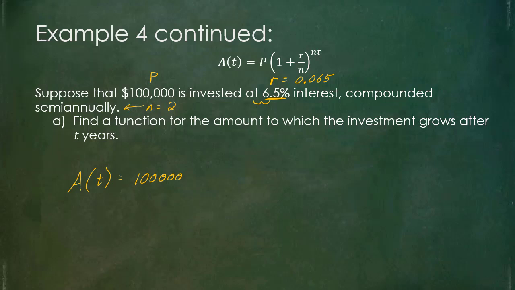So filling in the blank here, I've got my P identified times 1 plus the rate in decimal form, so 0.065 over the n, which was 2, and then to a power of 2 times the time, which I don't know because that again is my input variable for this specific function. So notice again, the kind of trickiest part of all of that is just remembering to rewrite your rate as a decimal.